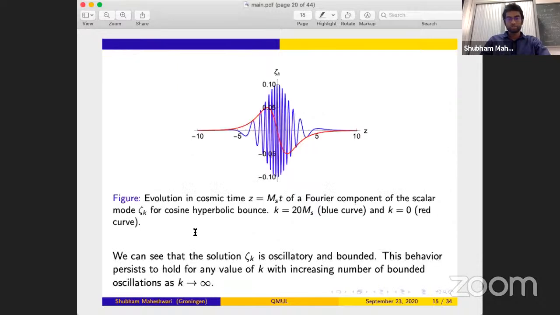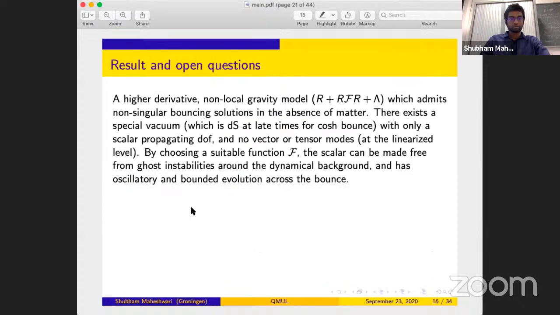It is easy to solve this equation. And you will see that in Fourier space, all across the evolution, all the way from minus infinity to plus infinity, the Fourier component of the scalar mode, zeta k, is oscillatory and bounded across the bounce for different values of the wave number. So it does not blow up at any finite point of time, and it indicates that the scalar mode is stable all across the bounce. So this brings us to the end of the first part of the talk.